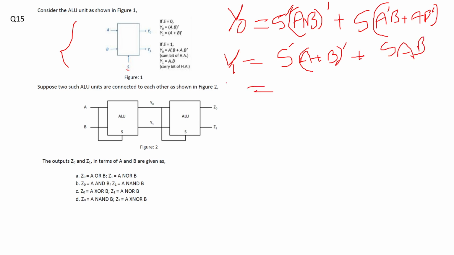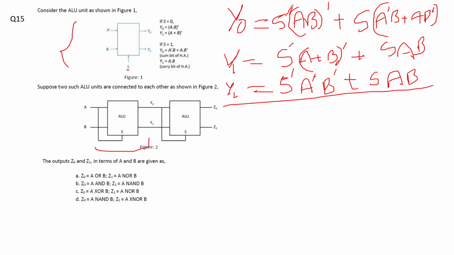This will in fact be written like this: S complement A plus B complement can be written, using the help of De Morgan's law, as S complement A complement B complement plus S A B. Now let's just consider this y0 of the below circuit. Here S is equal to A, so we'll just replace this S by A.